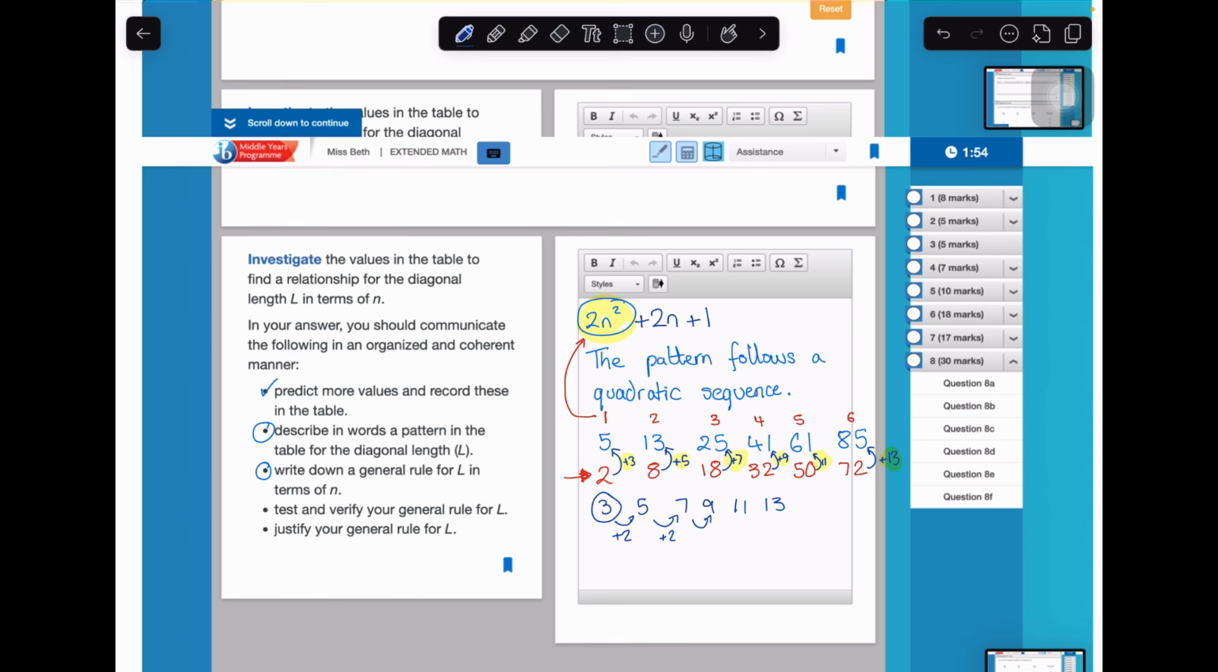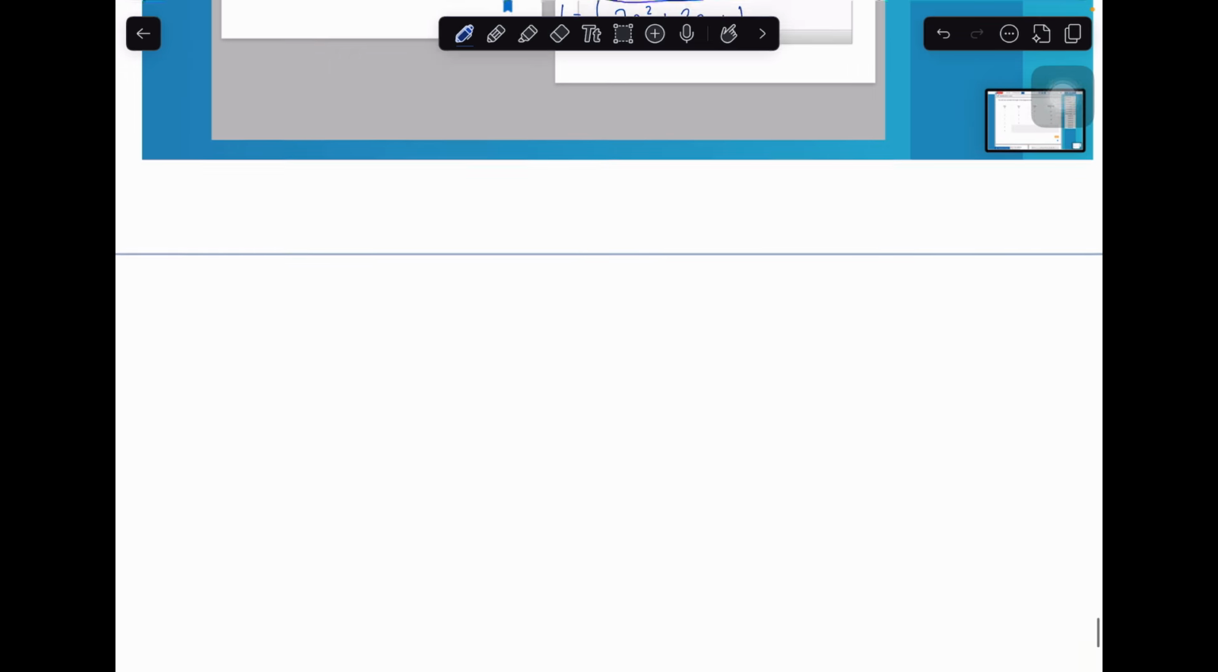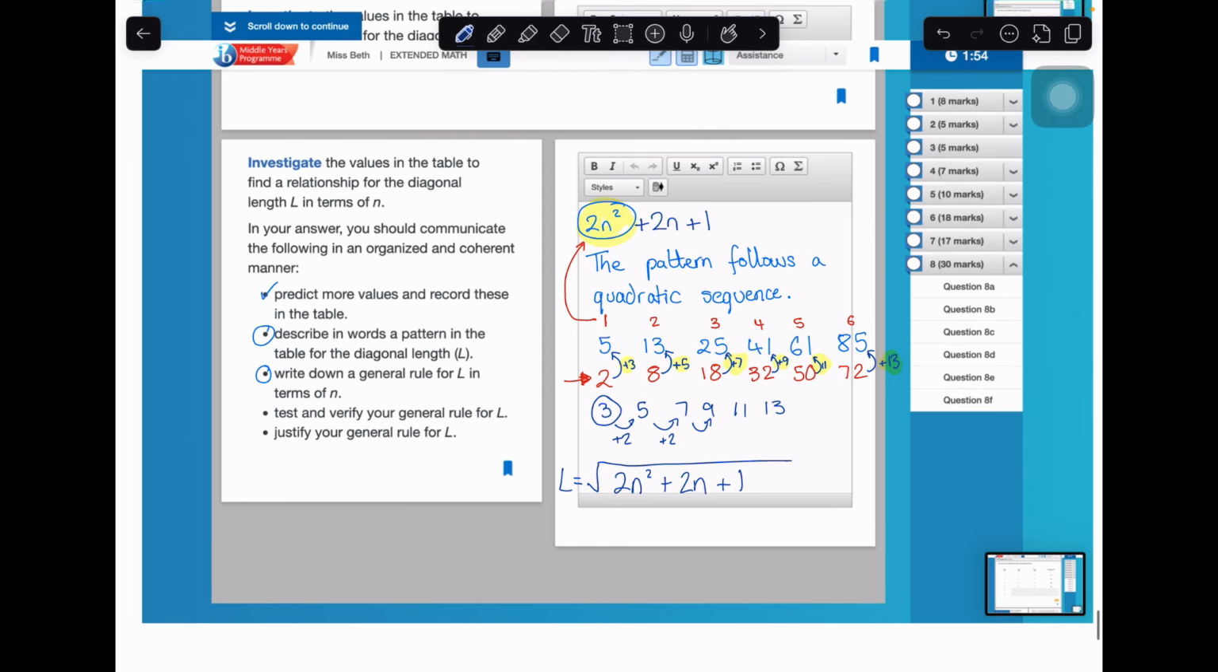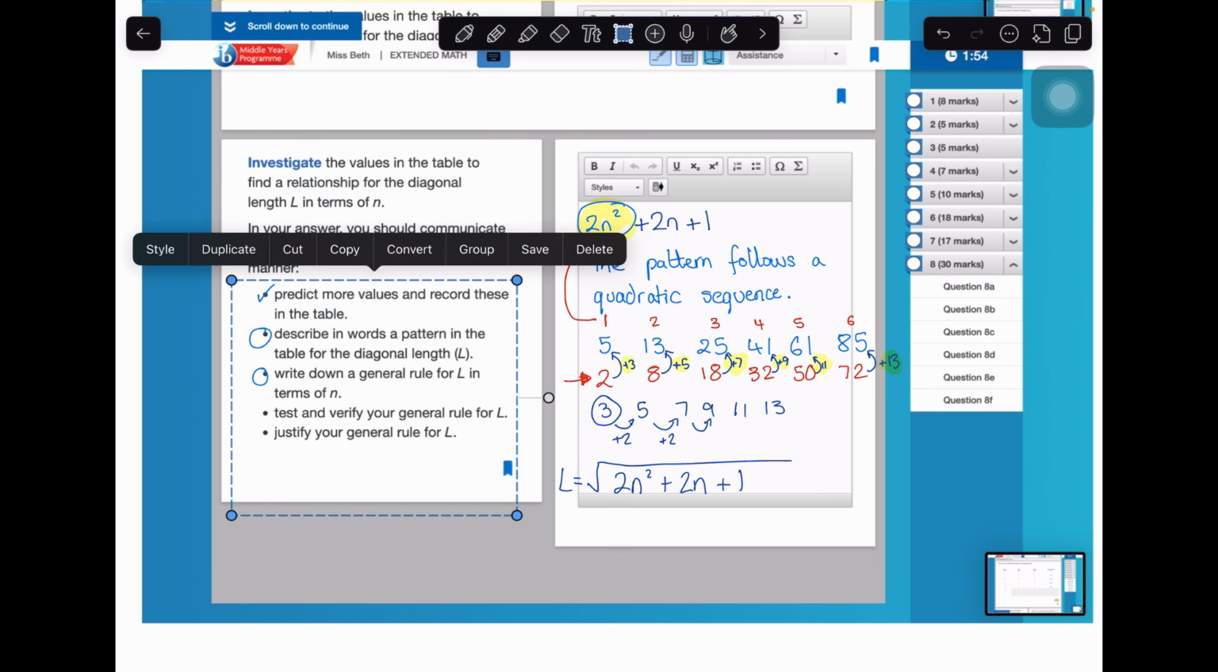However, I must not forget my square root. So the square root is 2n squared plus 2n plus 1, and that's my rule for L. So L is equal to the square root of 2n squared plus 2n plus 1. Now, have I got some more space? Yep. In fact, let me just come down onto this next page. It should be a bit easier.